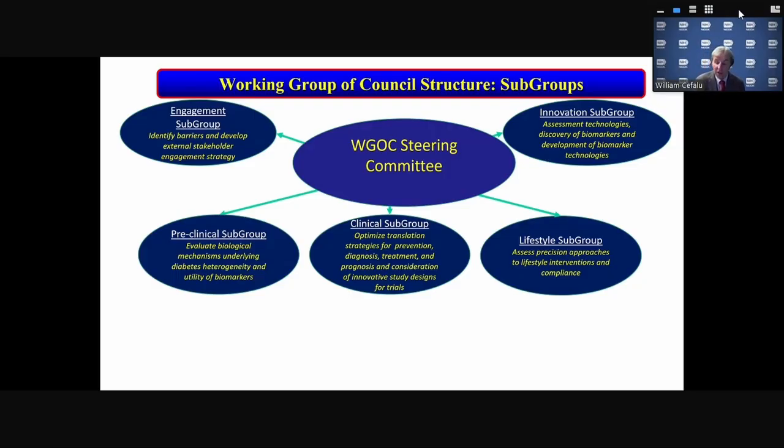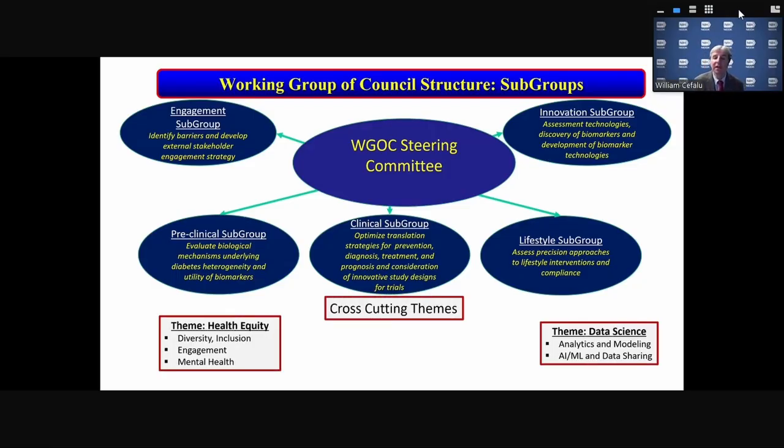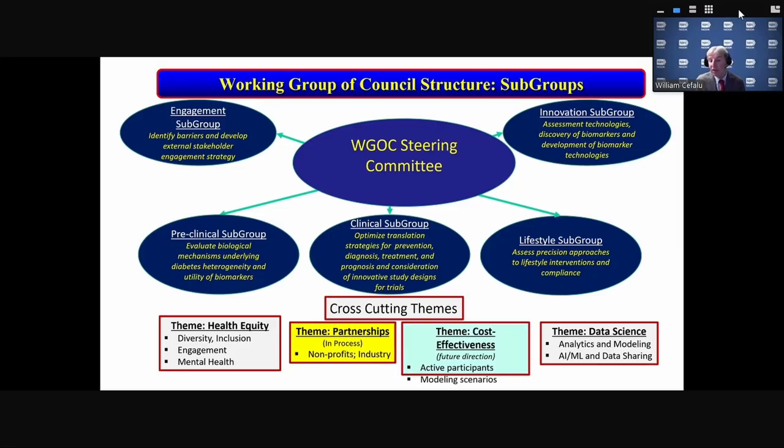innovation with technology. And this is going to be blended with our cross-cutting themes, making sure we address health equity, making sure we address data science. We hope to have partnerships moving forward, and again, at the end of the day, cost effectiveness.